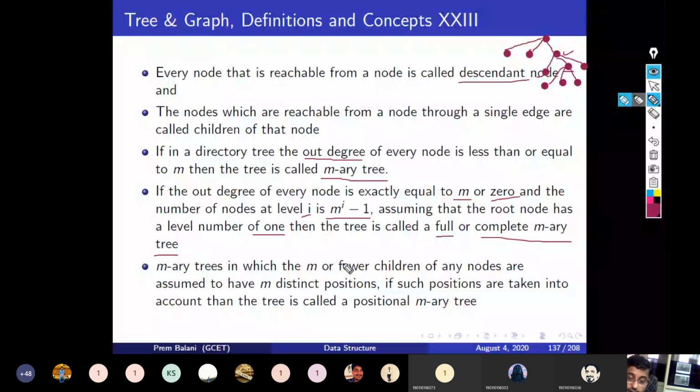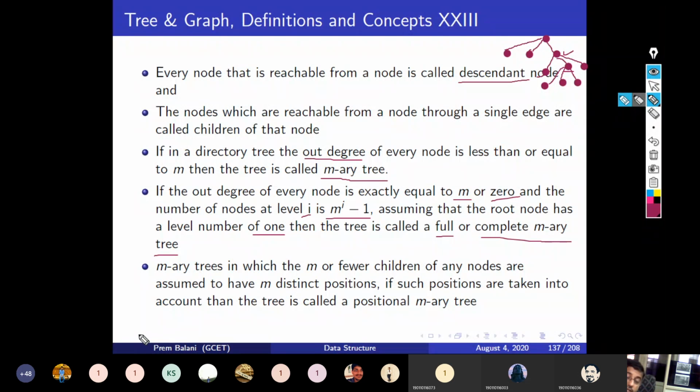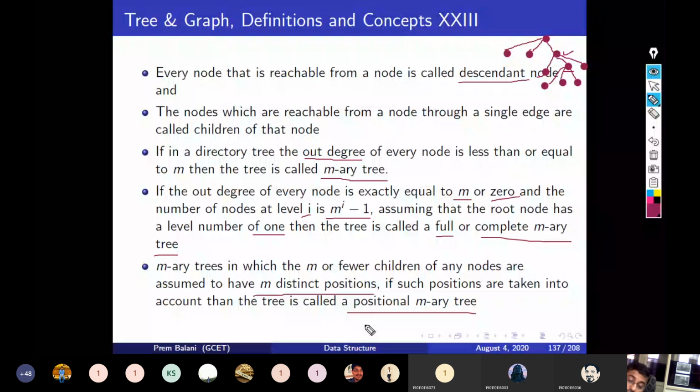But now let's see what the next definition says. The m-array tree in which m or fewer children of any node are assumed to have m distinct positions, and if such positions are taken into account, then the tree is called the positional m-array tree.